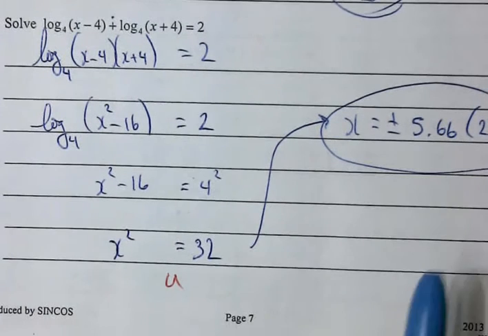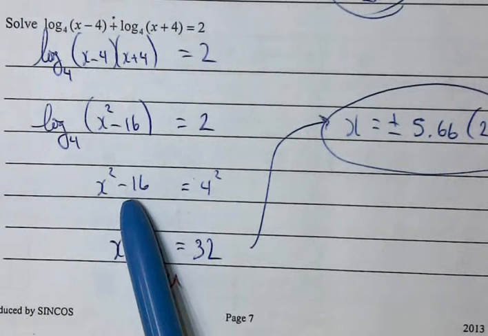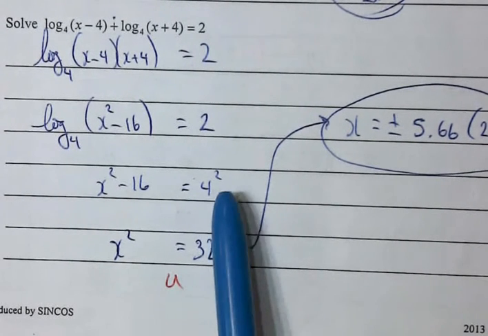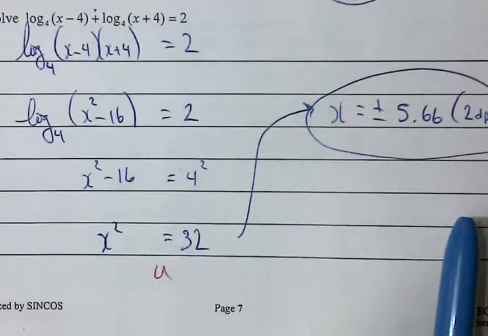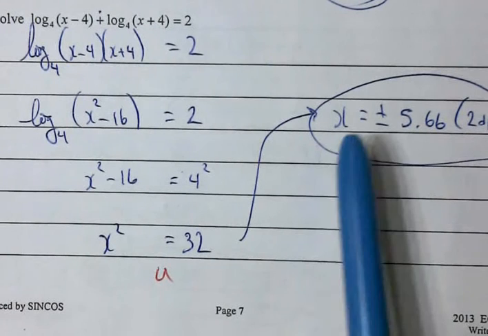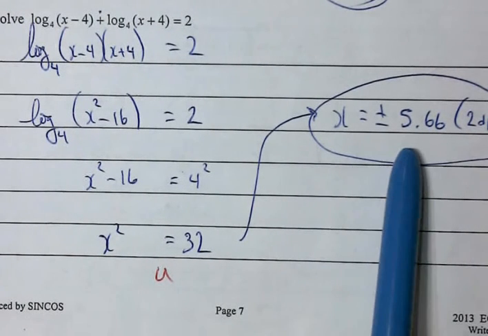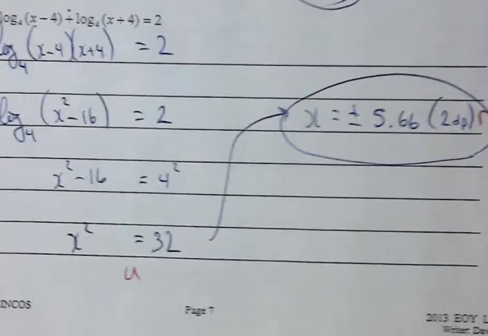Simplifying that, 4 squared is 16. When the minus 16 changes sides, it becomes plus 16. So 4 squared, which is 16, plus another 16 gives us 32. So if x squared is 32, x is going to be equal to plus or minus 5.66 to 2 decimal places. Wait, how'd you get 5.66?